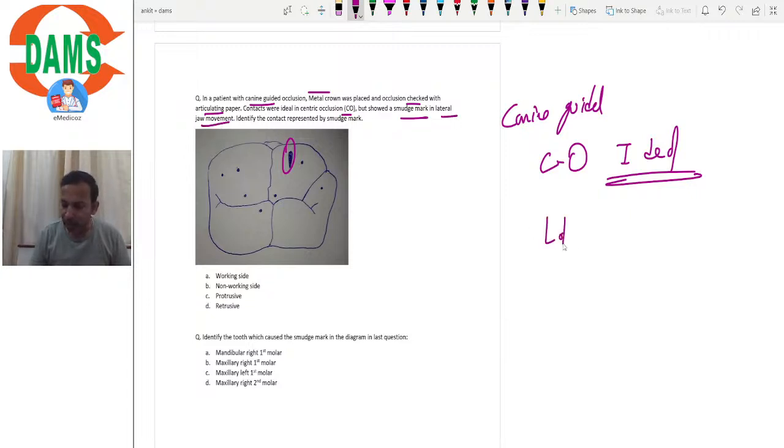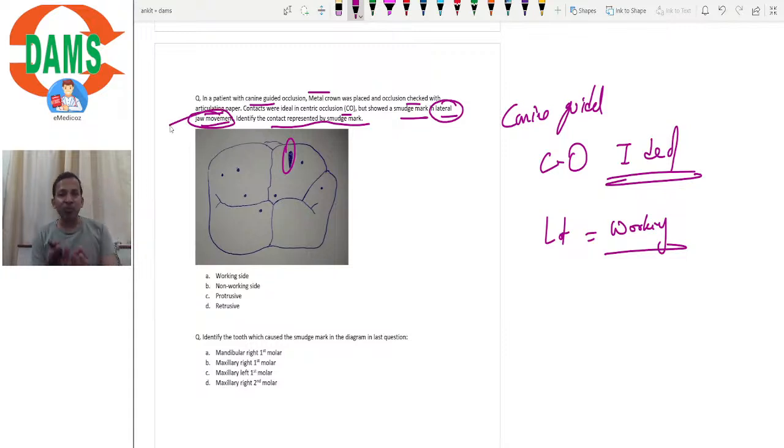So lateral jaw movement means working side. There was a smudge mark on the working side. Identify the contact represented by the smudge mark. What type of contact does this smudge mark represent? Let's go to the options. Option A is working side, non-working side, protrusive and retrusive. As the question itself has said, the mark is produced in the lateral jaw movement. Lateral jaw movement itself is the working side movement. So the question is itself providing you the answer.